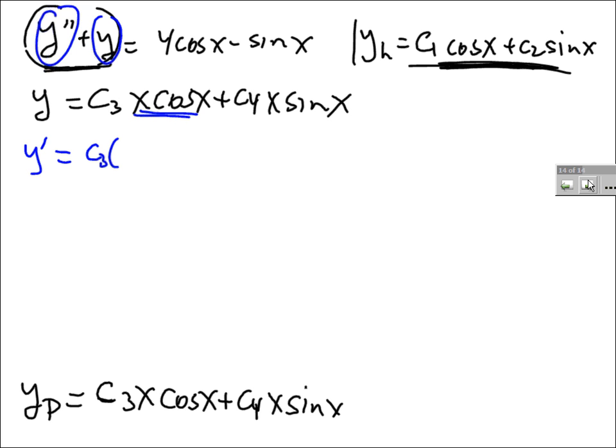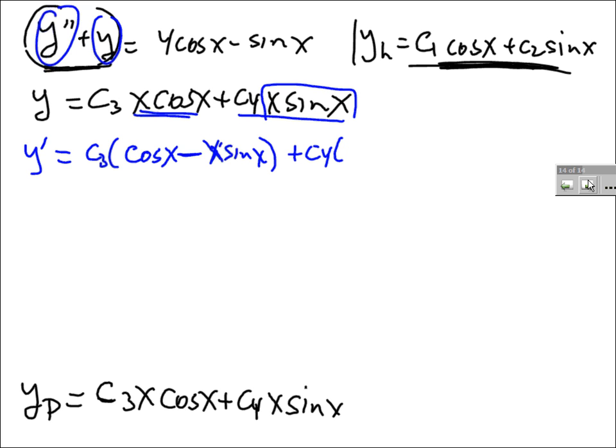It's a product rule. The derivative of x is 1, which I won't write, times the cosine, plus x times the derivative of cosine x, which is negative sine x, plus the derivative of this, c4 times the derivative of that. The derivative of x is 1 times sine x, plus x times the derivative of sine x, which is cosine x. That's the first derivative. Now, the second derivative.